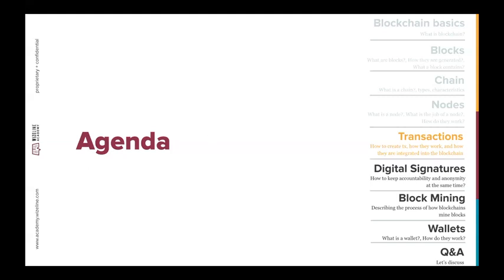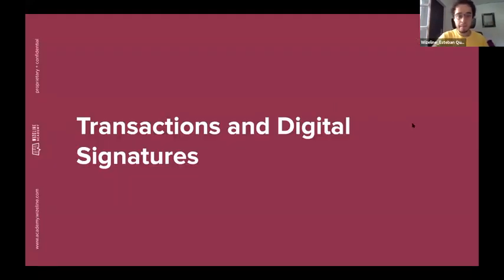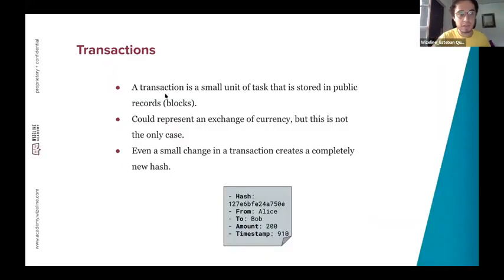Okay. So now we will continue with the transactions of the blockchain, how they work. Next slide, please. Next one, please. So basically, as we mentioned, the blocks contain transactional information, so they can have multiple transactions inside of them. A single transaction is basically a small unit of a public record. This public record could be an exchange of currency, but not necessarily. It could mean an exchange of information, a signature, or something else.